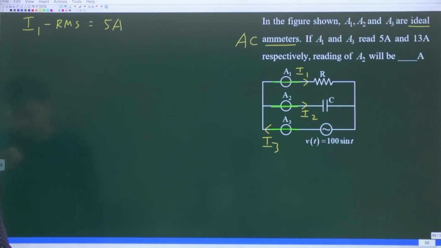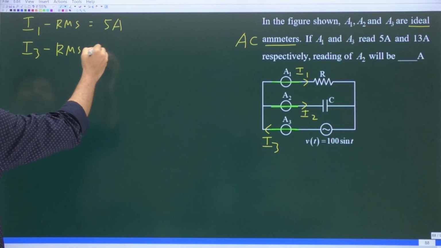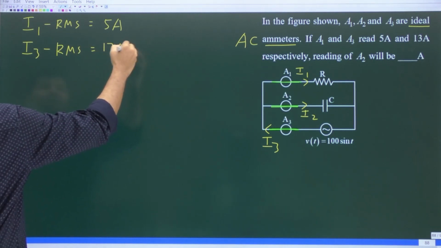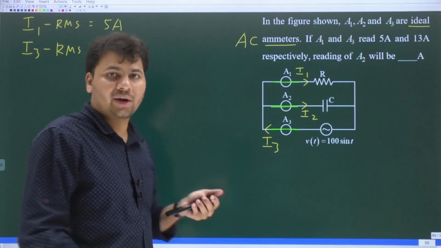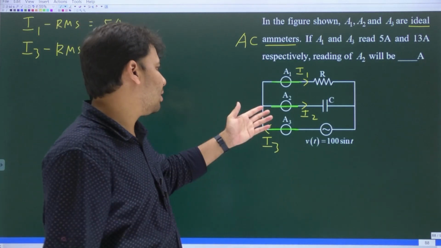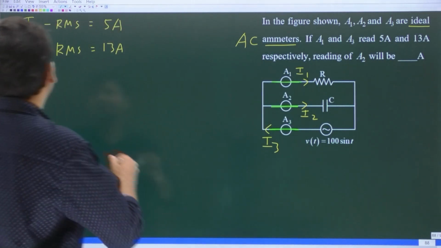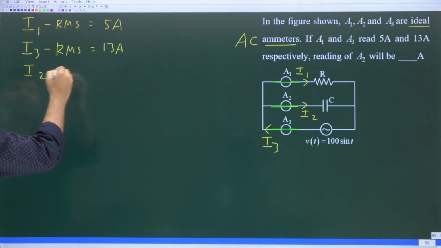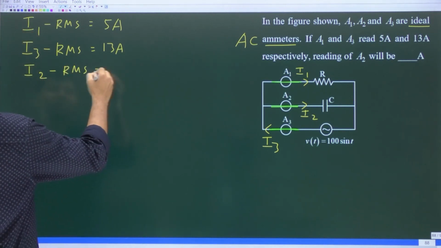And it is also given that A3 reads 13 amperes. That means the RMS value of the current I3 is what? 13 amperes. Now you should find the reading on A2. What will A2 do? Will it not measure the RMS value of the current I2? Yes. So the question is about finding the RMS value of the current flowing through the capacitor.